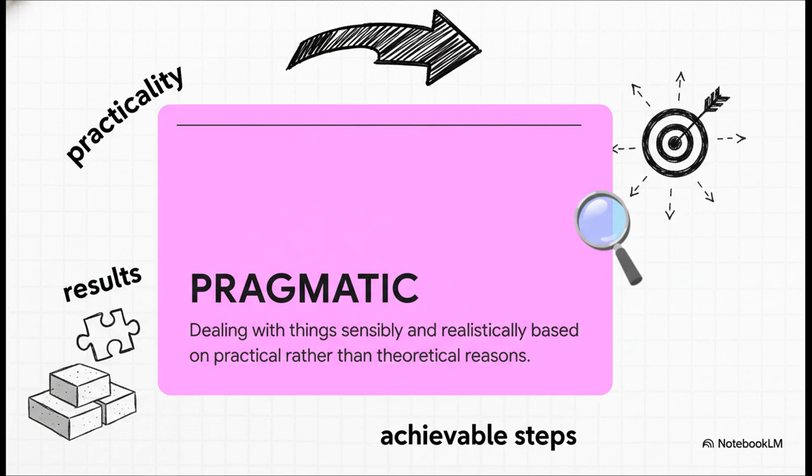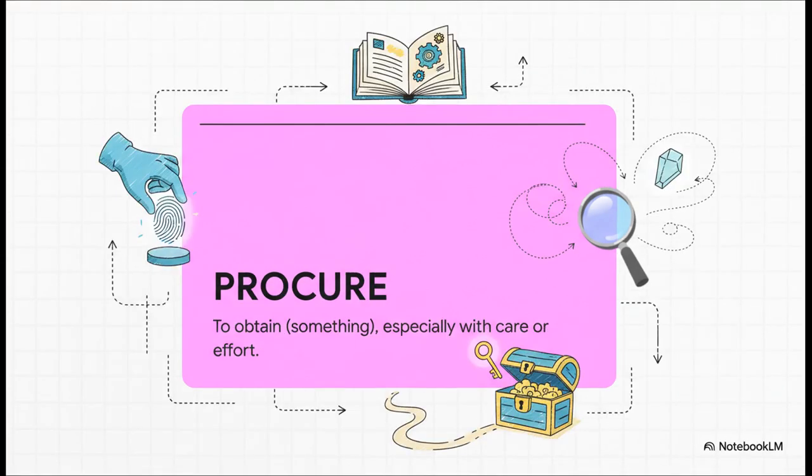Being pragmatic is all about results. It means you cut through all the theoretical fluff and just ask, okay, but what actually works right now? In any investigation, a pragmatic approach is going to focus on steps you can actually take, not some impossible ideal. You don't just get a key piece of evidence, you procure it. This word implies real care and effort. It feels much more formal and active than just saying obtain, which makes it perfect when you're talking about getting your hands on something vital.